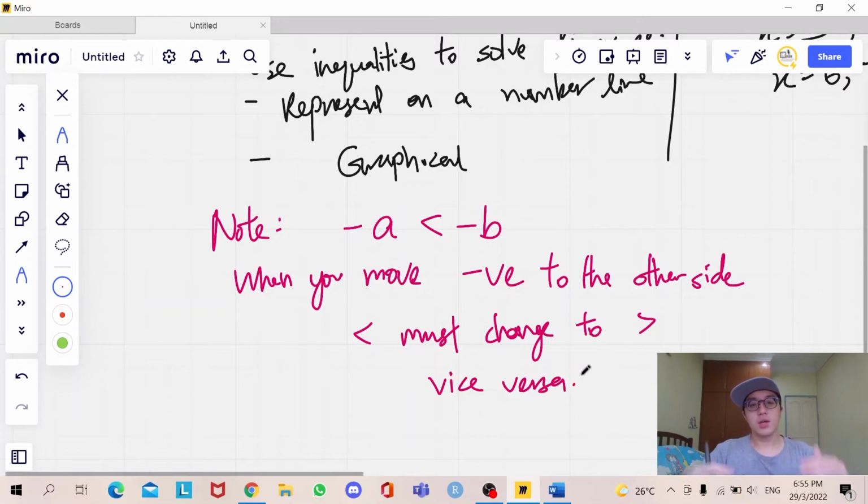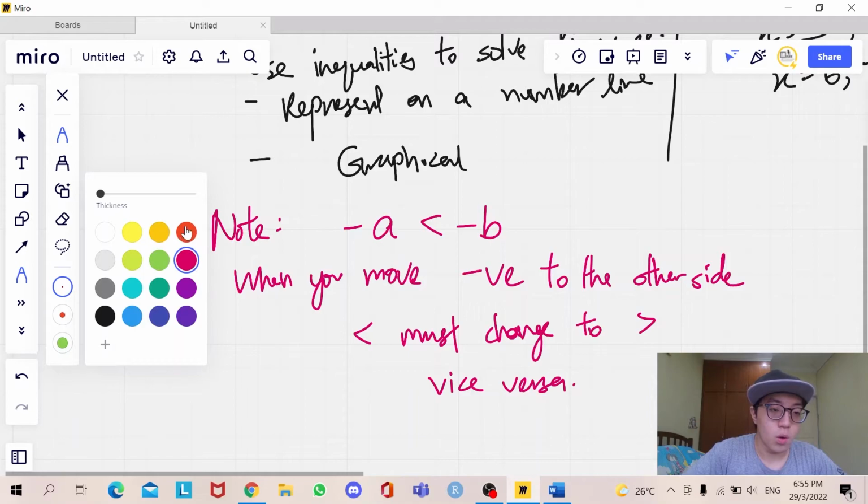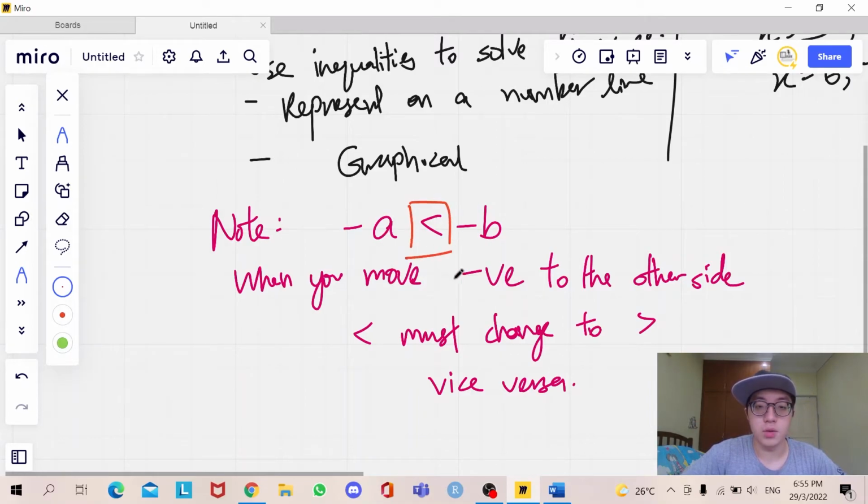All right, so whenever you have a negative sign that you need to move to the other side to make it positive, your inequality sign must change to the other one. Okay, so this will be equal to a larger than b.